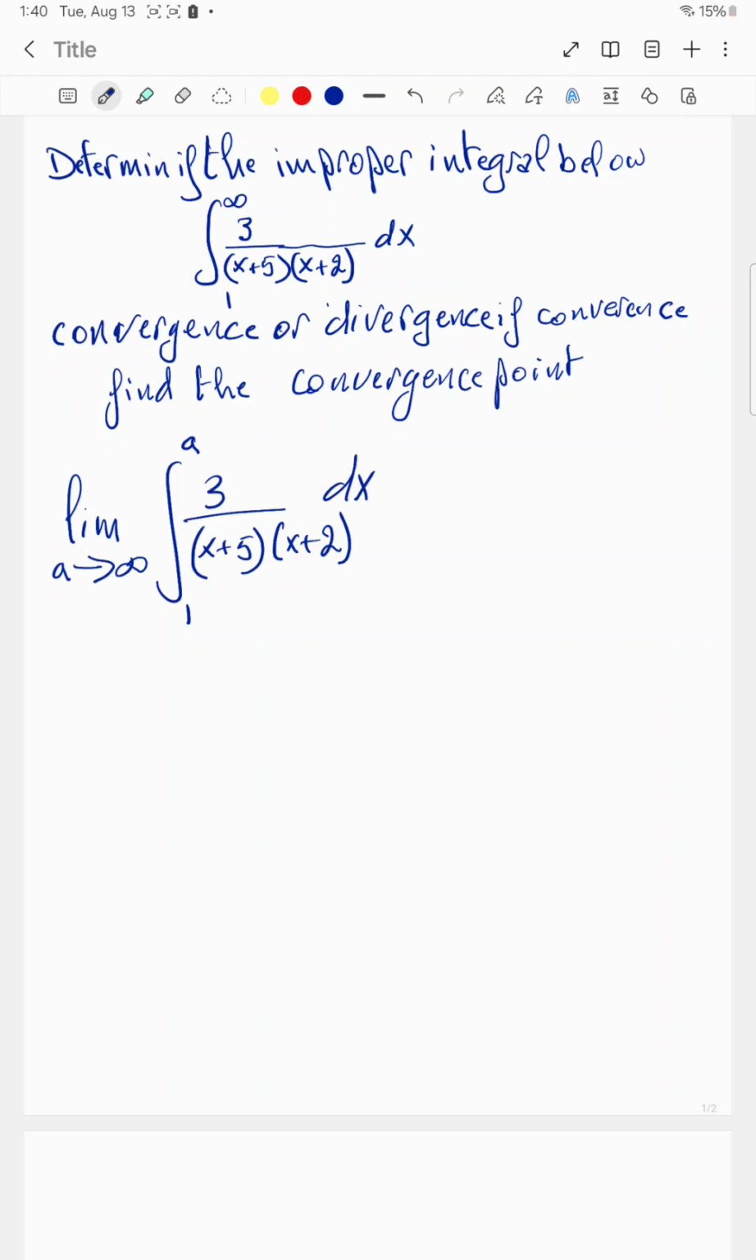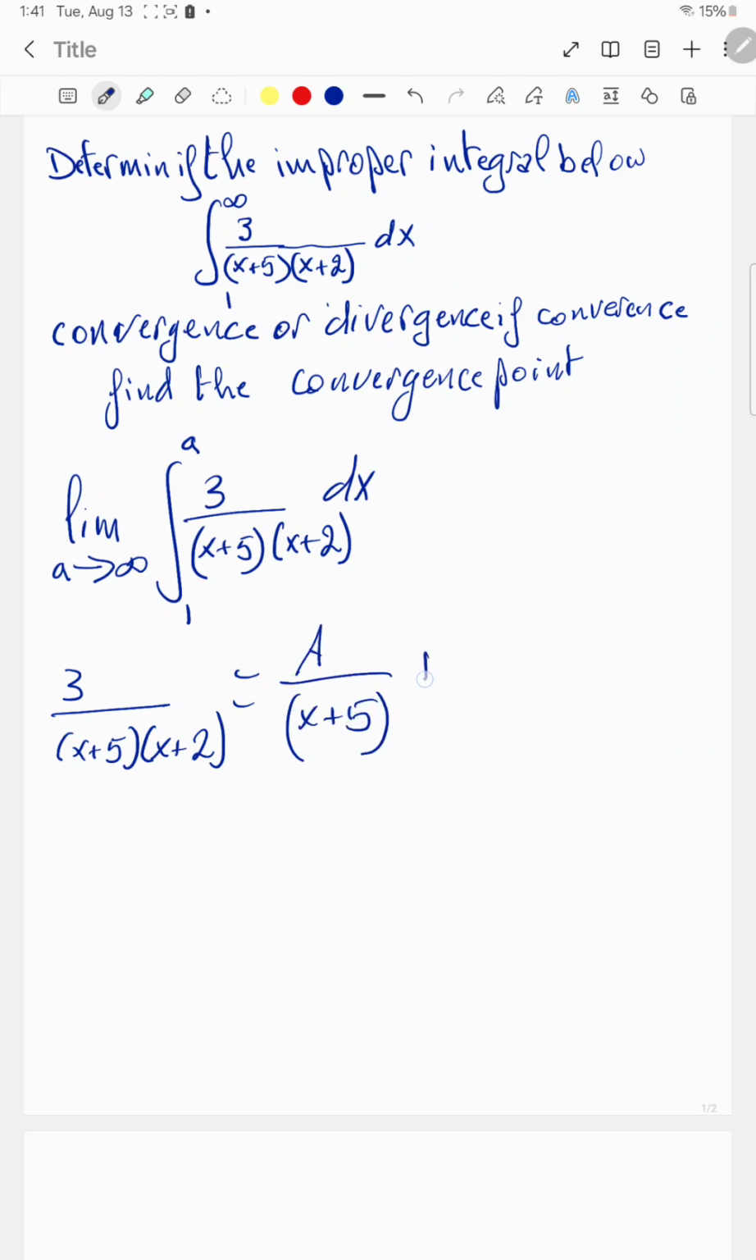So let's study the limit of this, but before doing that, I realize that the integral that I have, I can decompose it by partial fractions. So if I take 3 divided by (x plus 5)(x plus 2), I can say it's equal to a divided by x plus 5 plus b divided by x plus 2.